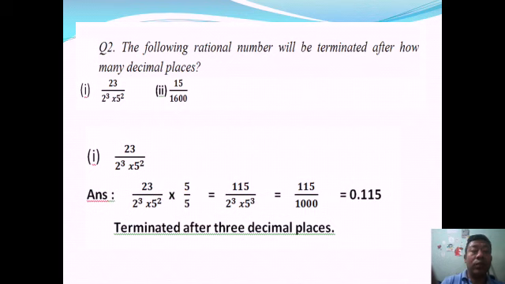In other words, when you see the powers of 2 and 5 in the denominator, you have to see which one is the highest. For example, here 2 to the power 3 into 5 to the power 2. Here 2 to the power 3 is more, so you have to take the highest power, that is 3. Simply we can say that the given rational number will terminate after 3 decimal places, seeing the highest power of either 2 or 5.